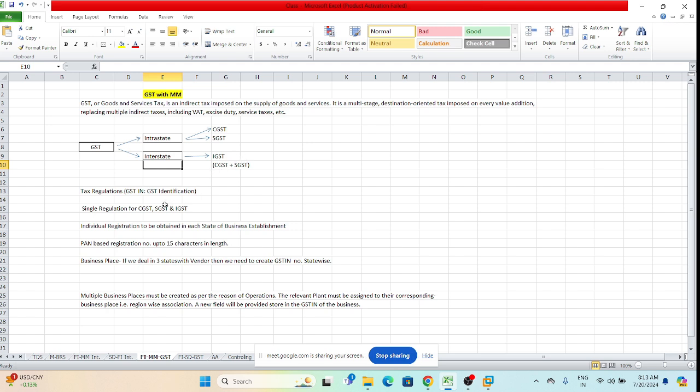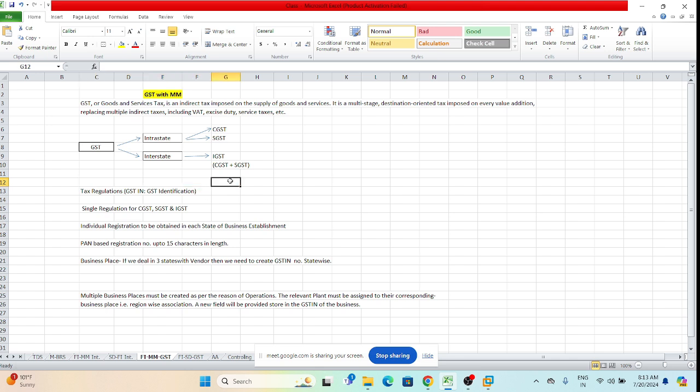Every country has a different tax regulation. India has GST; previously India had VAT, and other countries have VAT. But the basic configuration is the same. We will cover the basic configuration in SAP for GST, and the same configuration will be applicable for VAT also: input VAT, output VAT, like that.